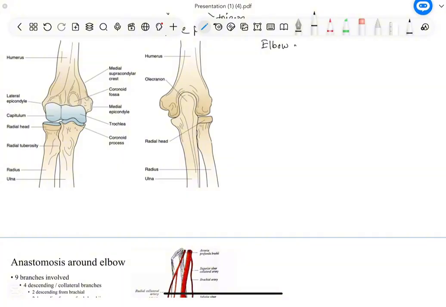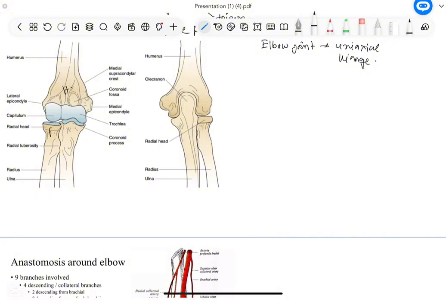Now we are going to discuss the elbow joint. The elbow joint is a uniaxial joint. And what type of variety? It is a hinge variety of synovial joint. Only flexion and extension will take place.